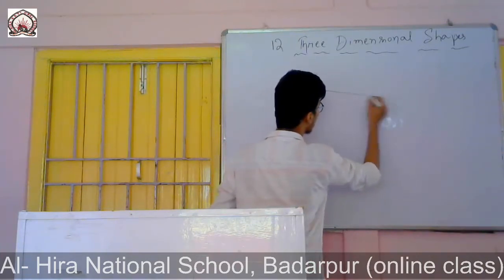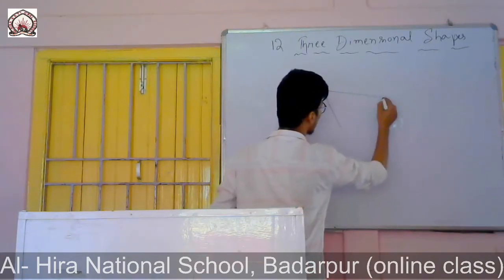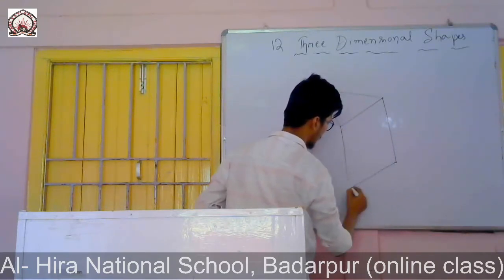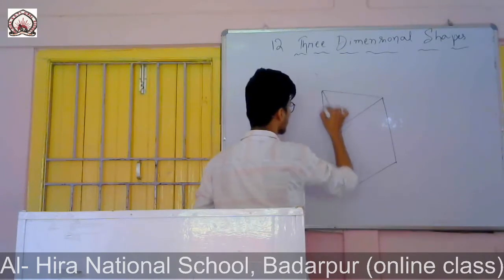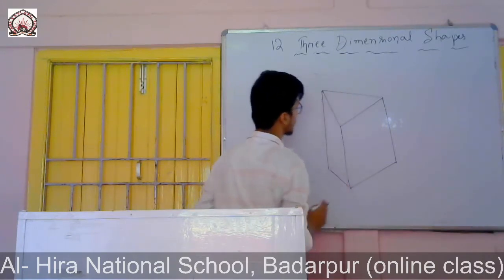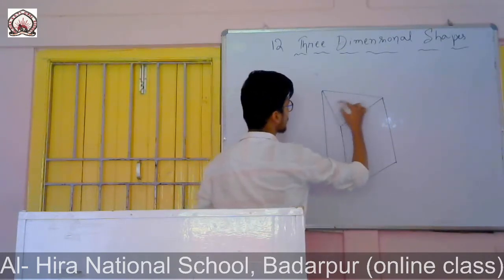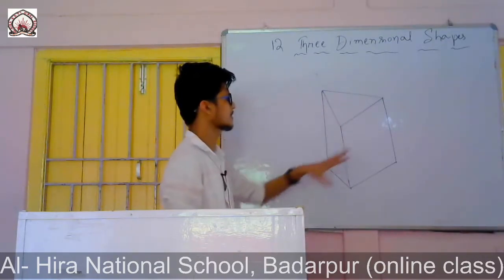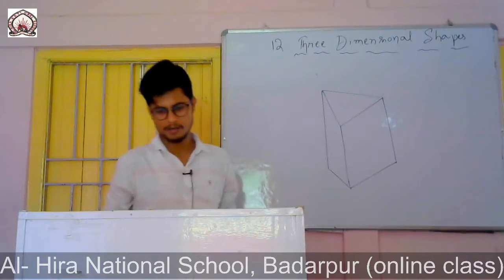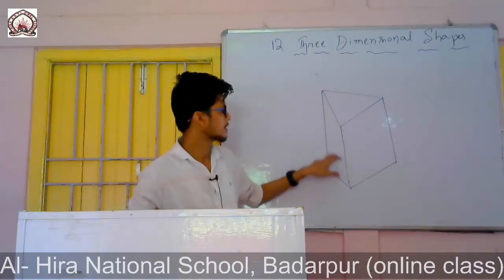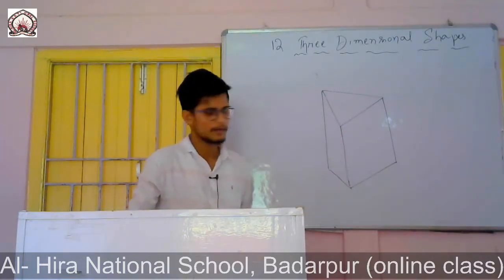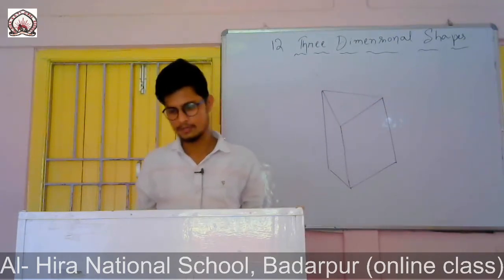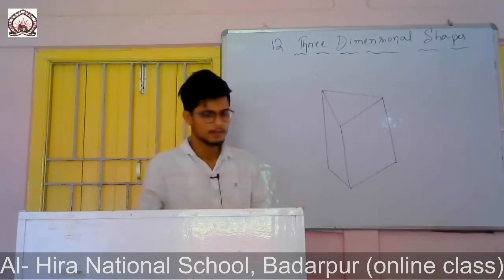Like this, a triangular face. Like this you will find one shape, one triangular face will be there. So you just somehow draw it like this. These are the faces, these are its edges, and it has corners also. So this is a triangular prism.